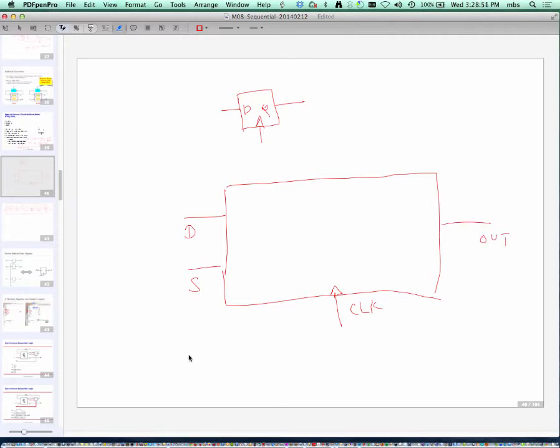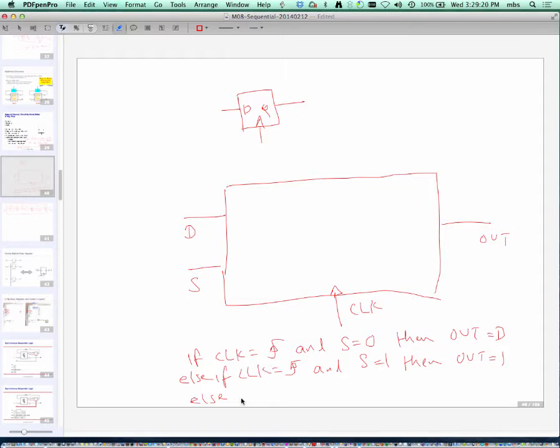What I want is the following. If clock has an edge and S equal to 0, then out equal to D. Else, if clock has an edge and S equal to 1, then out equal to 1. Else, that means there is no clock edge, then out retains its value.